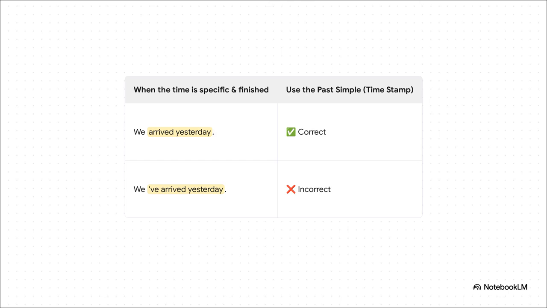Okay, look at this one. See that word "yesterday"? That is a specific, finished time. It's a timestamp. So you have to use the past simple. "We arrived yesterday." Saying "we've arrived yesterday" is just wrong. You can't build a bridge to a time that's already over and done with.